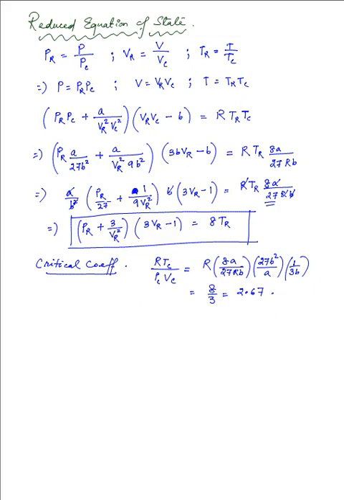The value of critical coefficient is different for different gases and is more than 3 for most of the gases experimentally obtained. Now, having discussed all of that, we can consider the limitations of the van der Waals equation now.